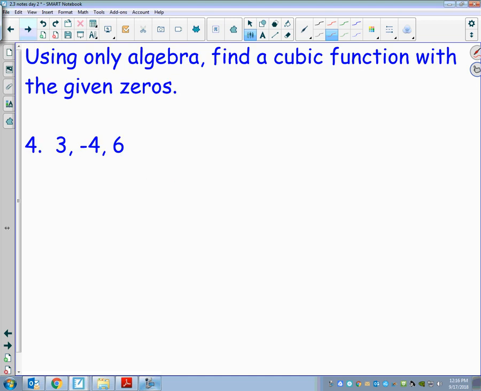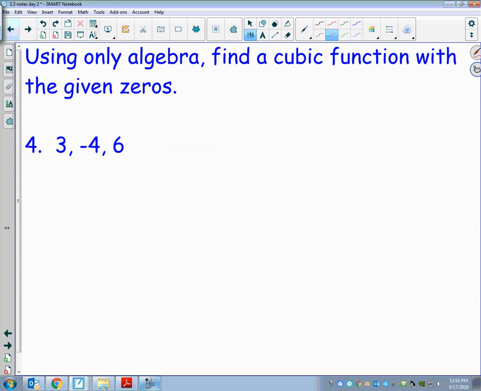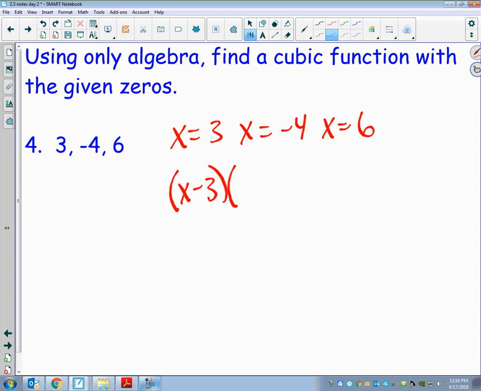Okay, what about this one? Using only algebra, find a cubic function with the given zeros. And then this one we'll do in class. Okay, so if these are the zeros, it's like saying x equals 3, x equals -4, and x equals 6. I just want to go backwards, right? So the factor would be x minus 3, the factor would be x plus 4, and the factor would be x minus 6.